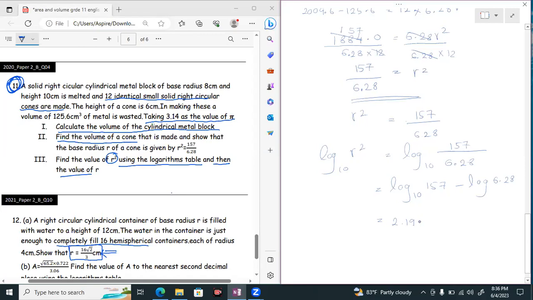Teacher, logarithm of r squared we can take as 2 log. No, because you have to find r squared, not r. So it is enough to find the value of this one. If you have to find r, then you have to take 2 times like that. Here you have to be careful about what you have to find.